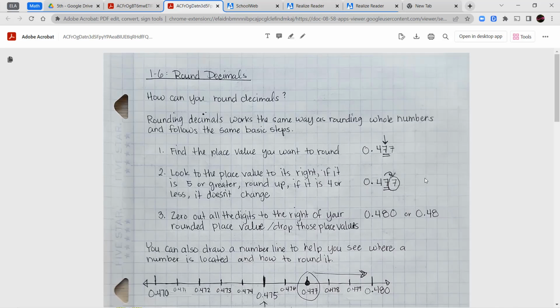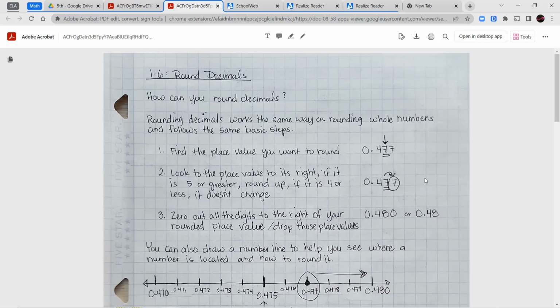So what you can do at that point is change your digit in the rounding place, and then drop all the place values that come after it, or you can zero them out if you want to. But remember, when you zero them out, it's not adding anything. You're not changing the value by putting the zeros there, so you can drop those zeros.